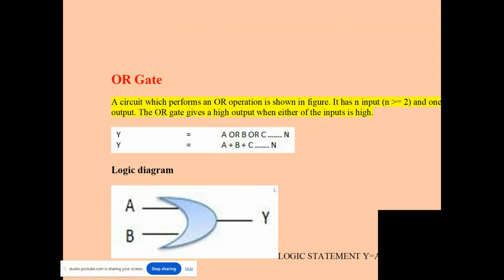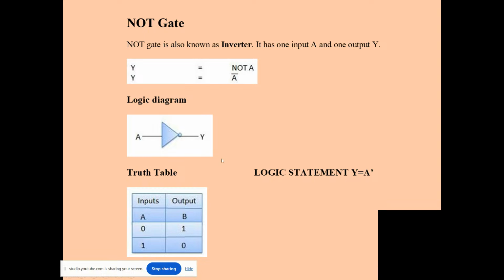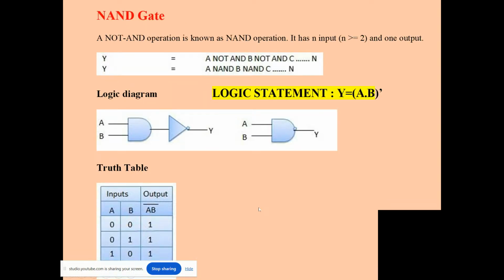OR gate gives the high output when either of the inputs is high. This is the symbol and this is the logic statement A plus B. A plus B: 0, 0 is 0, 0, 1 is 1, 1, 0 is 1, 1, 1 is 1. NOT gate gives the complement. A is 0, B is 1; A is 1, B is 0. NAND is the complement of AND gate.